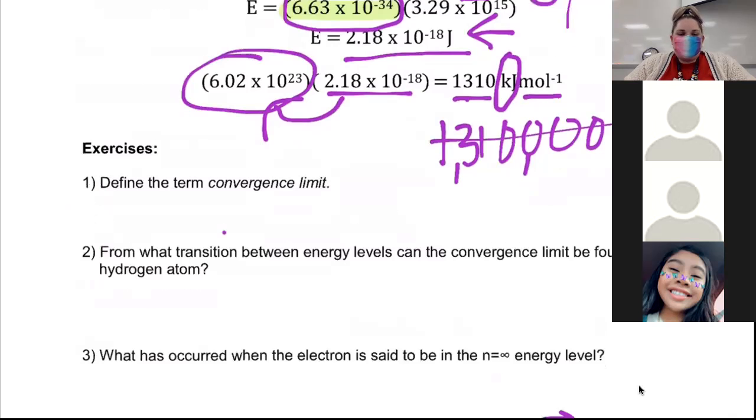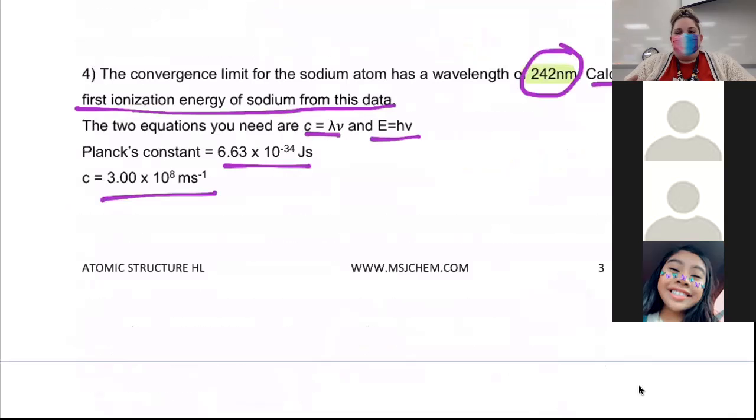So on problems like this, that's basically the process. Change the wavelength to meters if it's not already in meters. Use the wavelength and speed of light to calculate the frequency.